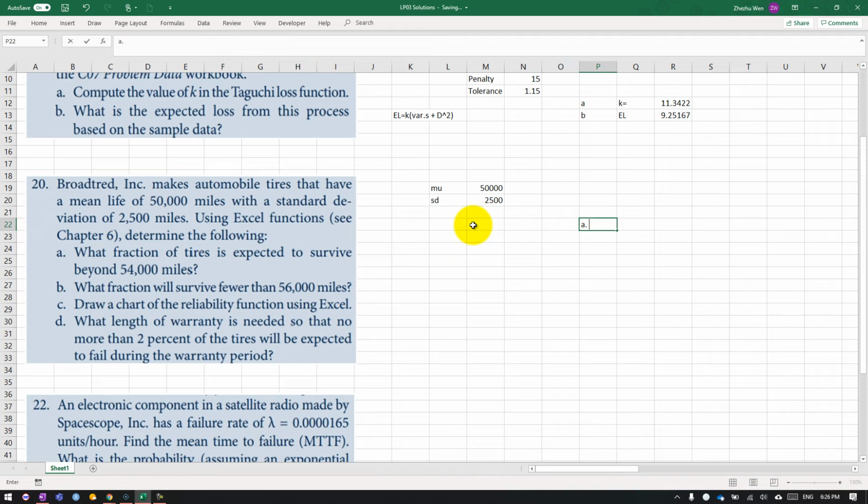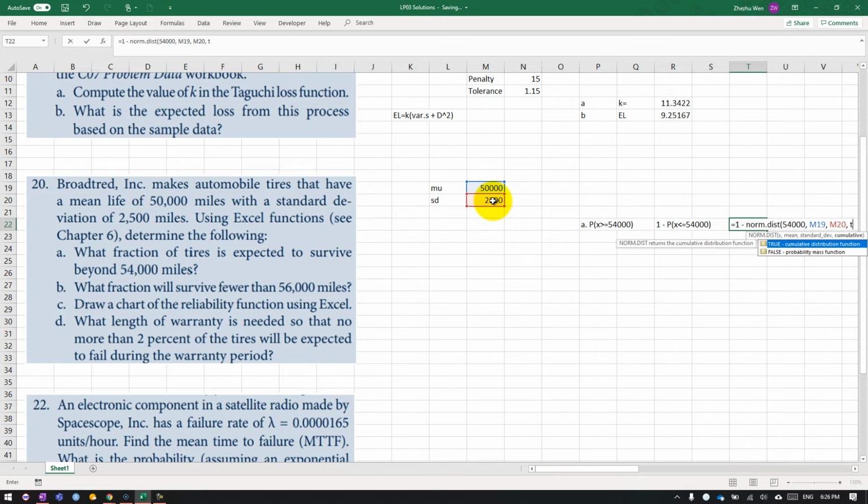Question number 1A is asking the probability of tires surviving beyond 54,000. As you know, Excel will not give you this probability directly. Therefore, you need to do 1 minus P of X less than or equal to 54,000. So the answer is 1 minus NORM.DIST of 54,000, 50,000, 2,500, and true. So this is the probability.